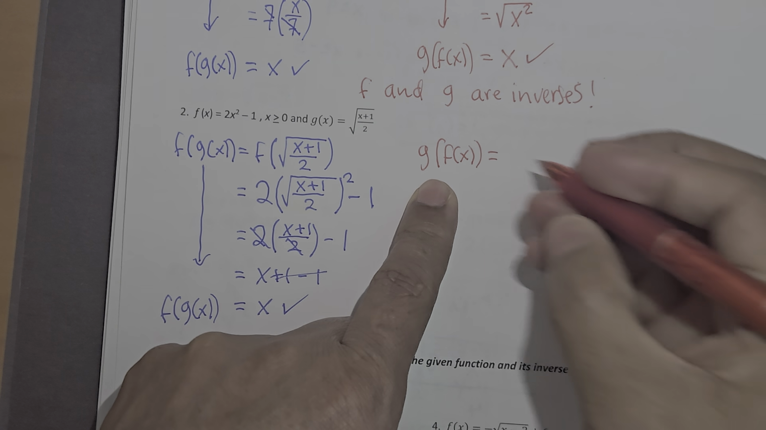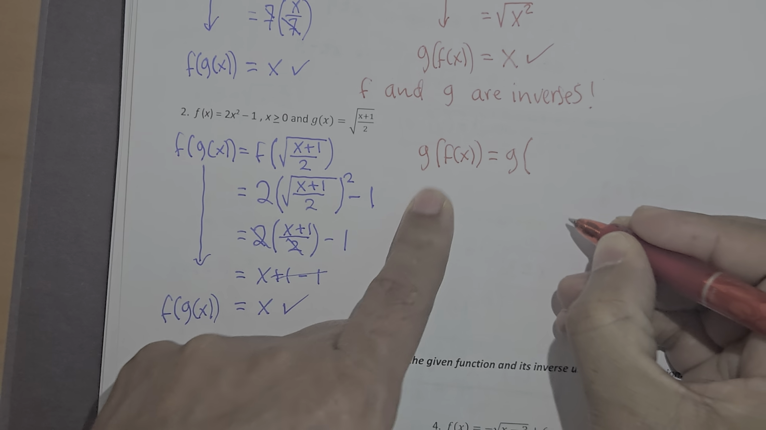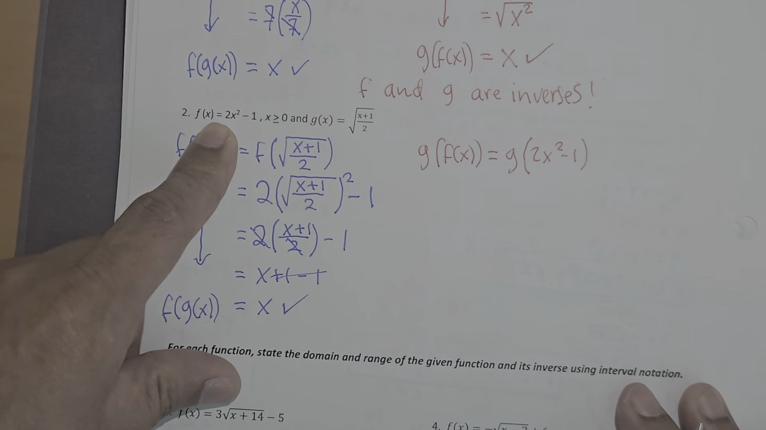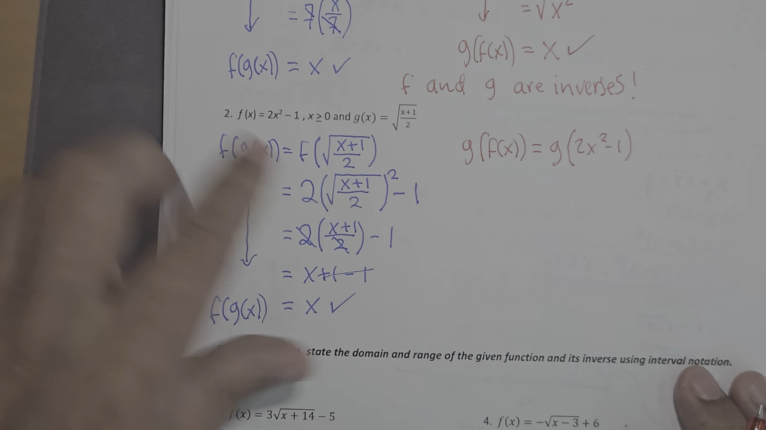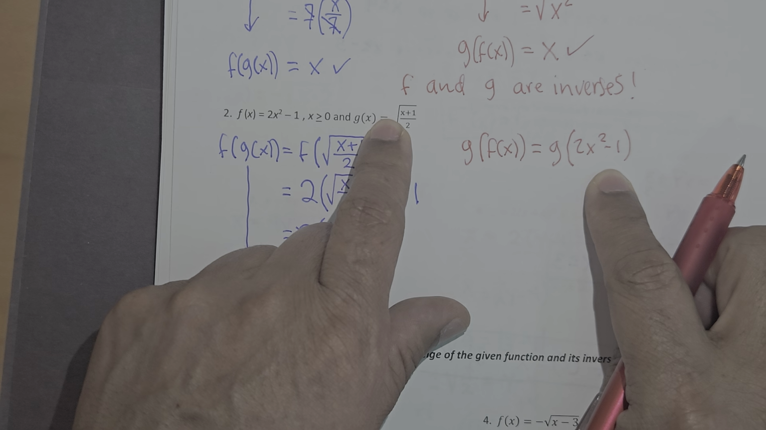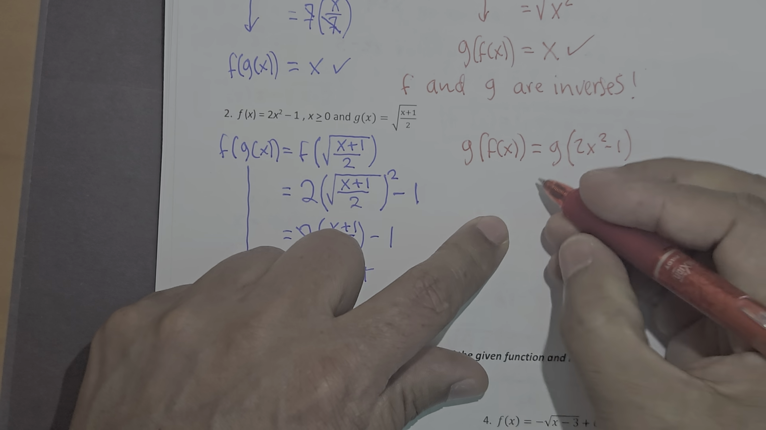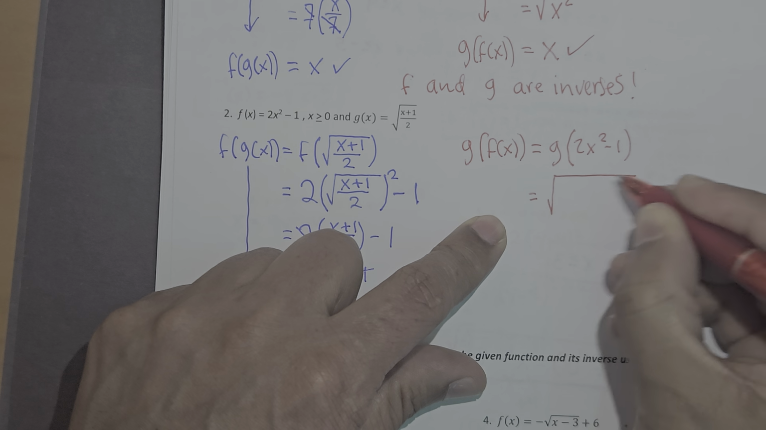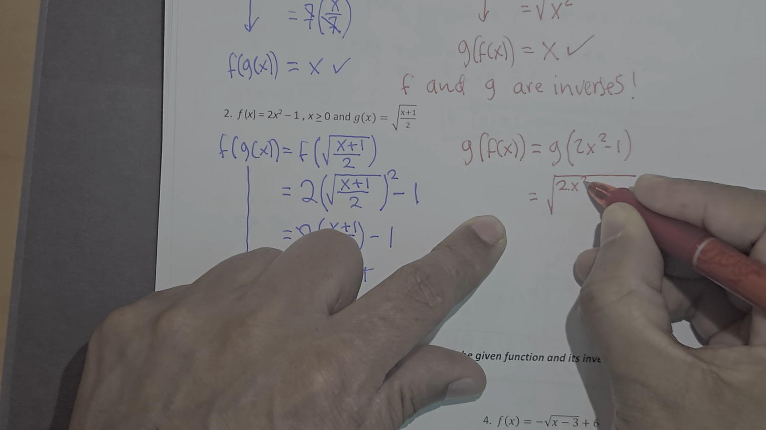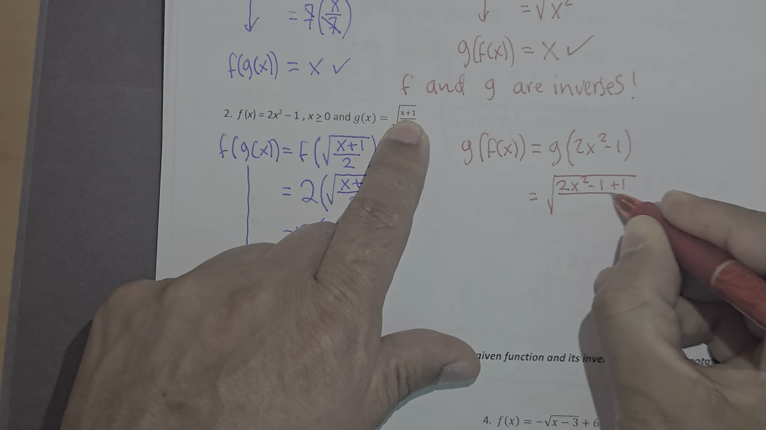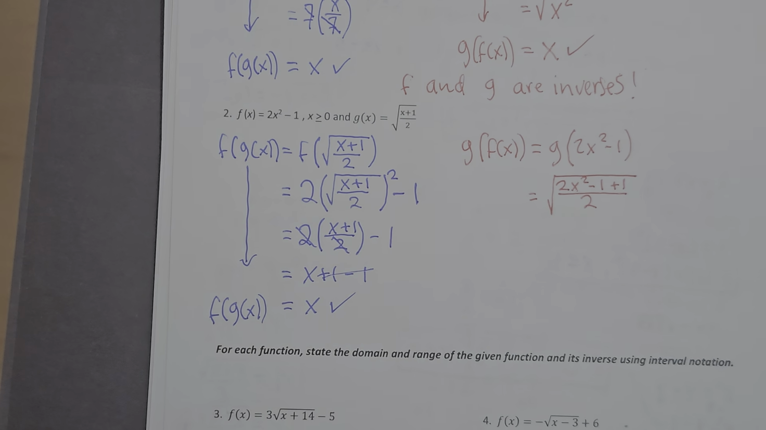So g is outside. Inside is f of x. F of x is 2x squared minus 1. Okay, now pay attention to what g is going to do to this. It's going to take the square root, add 1, and divide by 2. So then this is equal to, inside of the radical or square root, we have 2x squared minus 1, but then it's going to add 1, so plus 1 over 2.